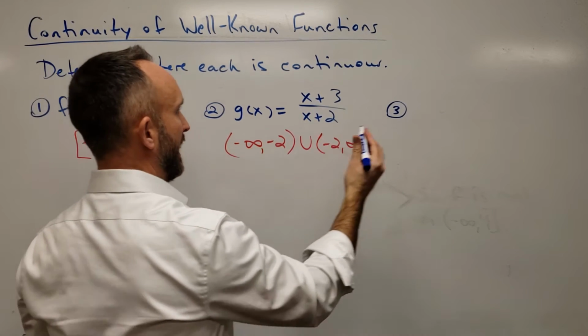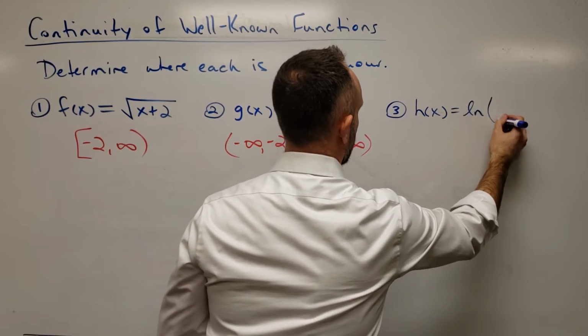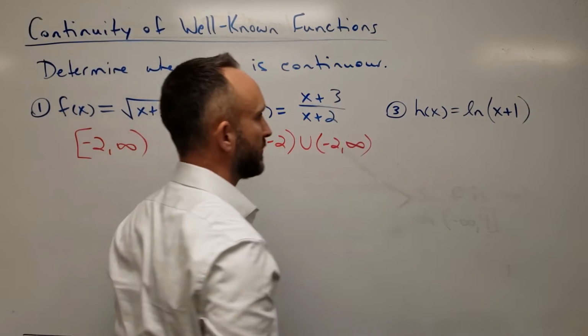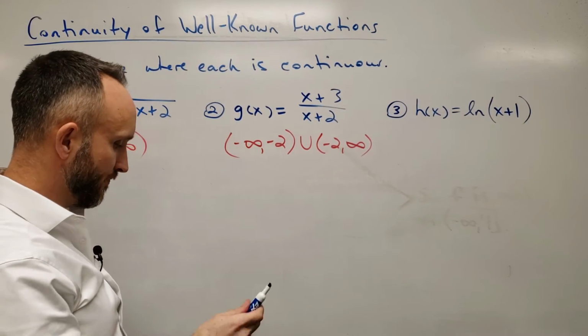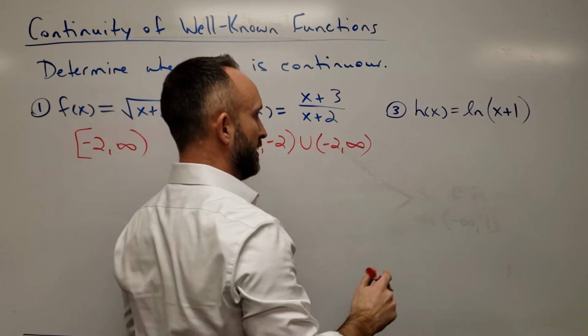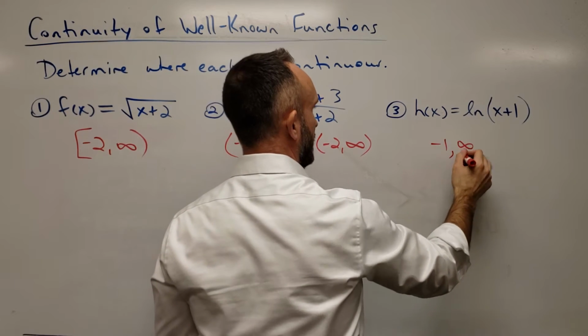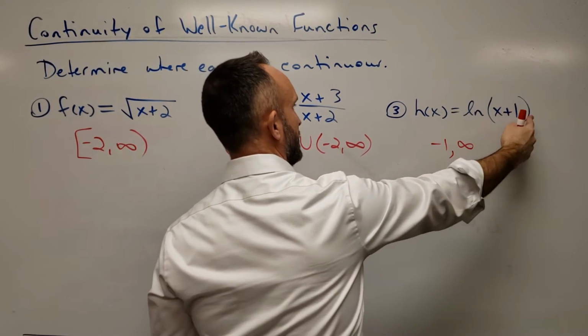Let's say we have h of x equals the natural log of x plus 1. So that's a log function. And we have to make sure that x plus 1 is positive. So we're going to start at negative 1 for x and go to infinity, because all of those values will make sure that this is positive.